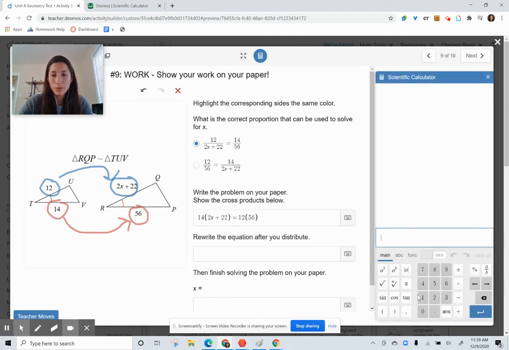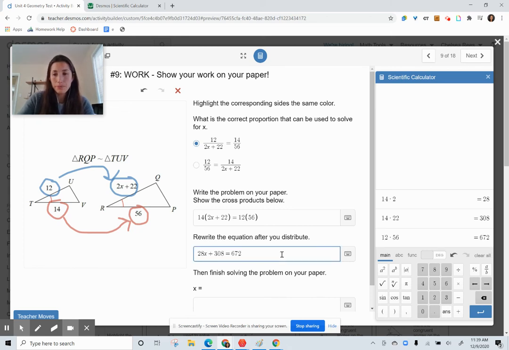Okay, so 14, we're going to multiply that with 2, and that's going to be 28. And then we're going to multiply 14 with 22 instead of just 2. So that's going to be 308 equals, and then we need our 12 multiplied with 56, and that's going to be 672.